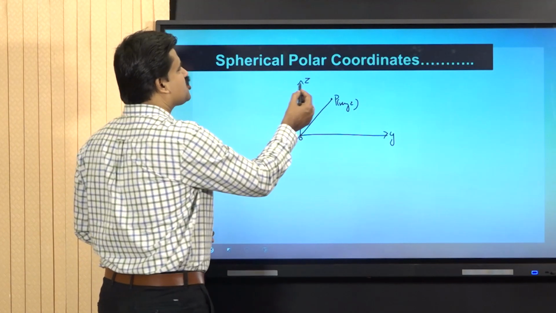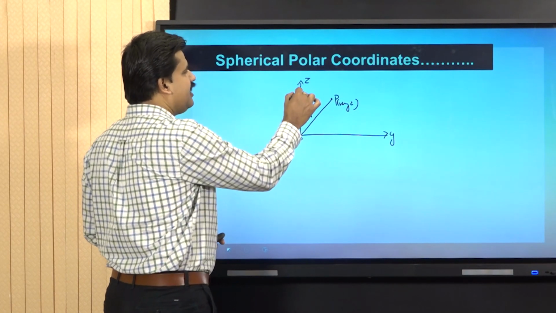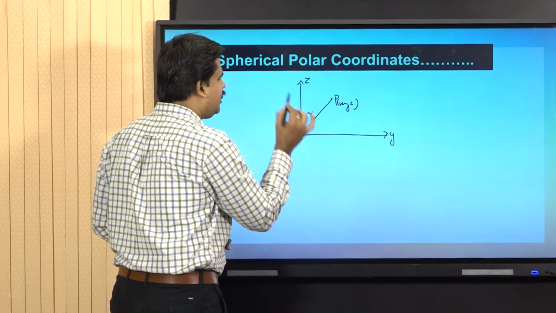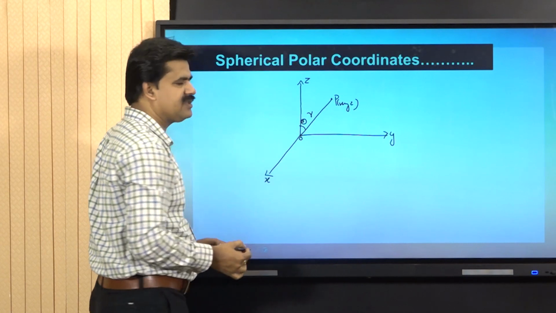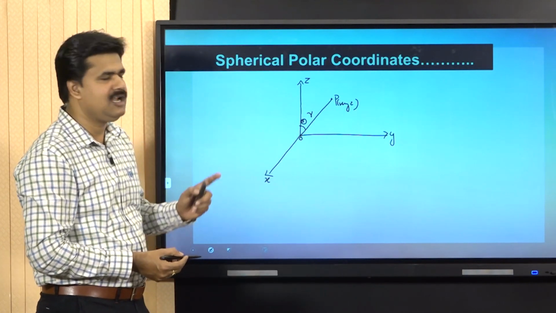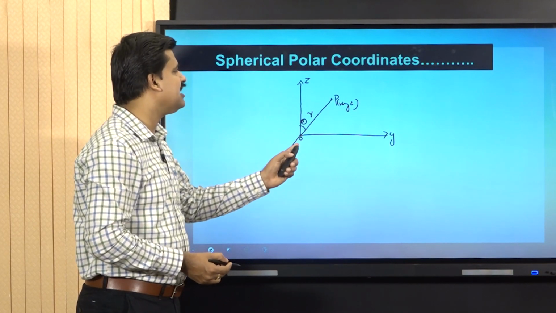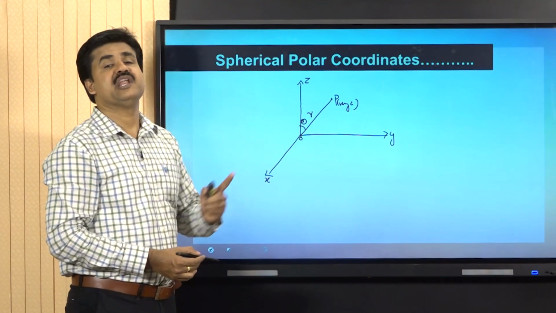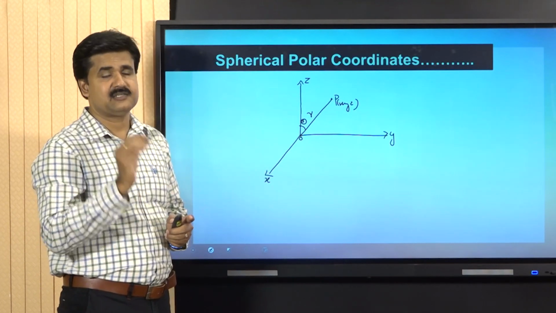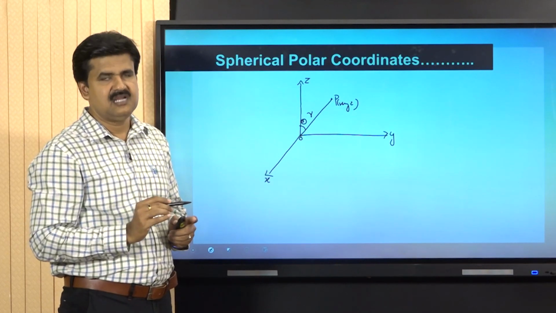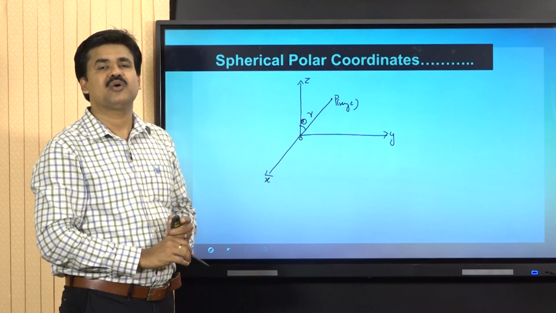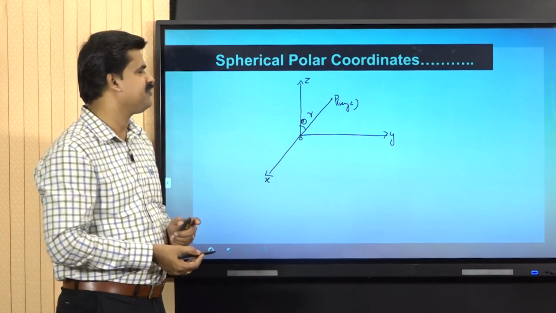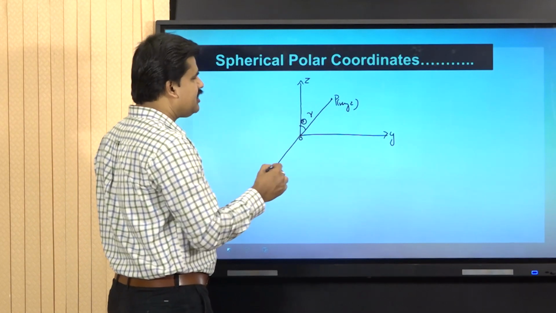Now it should be noted that there is an angle between the z-axis and the line OP or r. That angle I mark as theta. So theta is the angle between the z-axis and the line OP or small r. So now we have described two variables, r and theta. There is one more variable in the spherical polar coordinate system, the next variable is phi, and in order to find phi, we have to make some arrangements here.